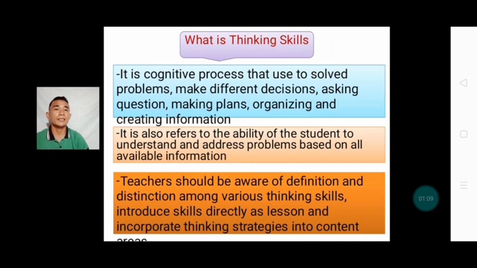What is thinking skills? It is a cognitive process that is used to solve problems, make different decisions, ask questions, make plans, organize, and create information. It also refers to the ability of the student to understand and address problems based on all available information. Teachers should be aware of the definition and the distinction among various thinking skills, introduce skills directly as lessons, and incorporate thinking strategies into content.